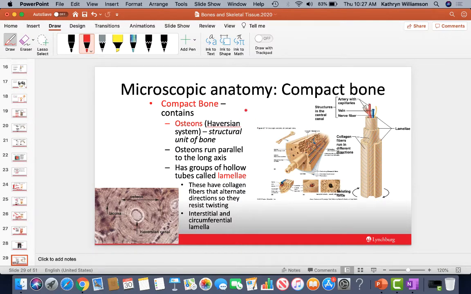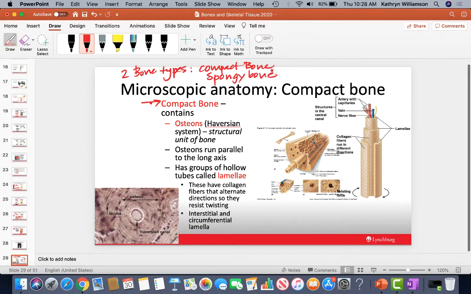Okay, so in terms of microscopic anatomy, how is the bone arranged? Well, first of all, we have two types of bone: compact bone and spongy bone. All of this for right now is talking about compact bone. With compact bone, it's very strong, and it gives a lot of strength to the bones, and as a result, it's arranged in a specific way to allow it to provide that strength.